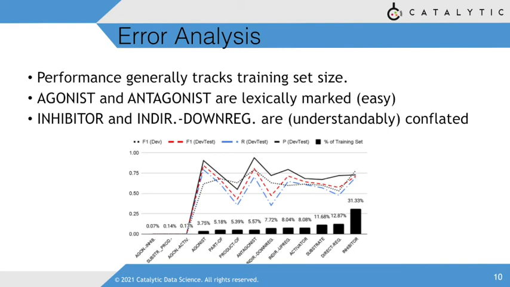And then there's the inhibitor and indirect downregulator classes which underperform expectations. Looking at the data, we found them just to be quite complicated sentences, and also those two are often conflated with one another, which is understandable because they're similar interaction types.